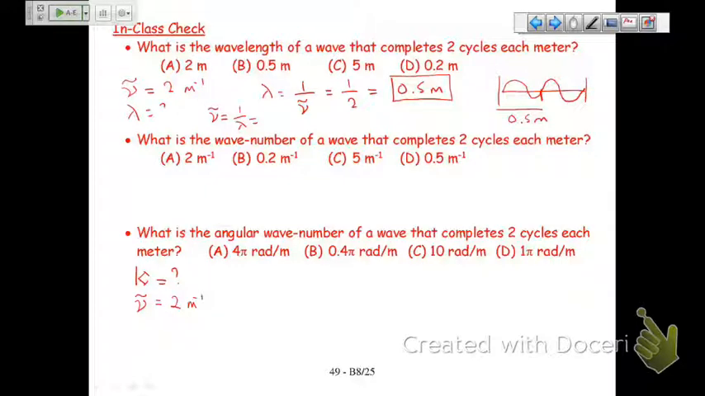Now I have to go back and I have to say, well, K is like omega, and that's like F, and I know that omega equals 2 pi F. So then I'm going to say that is equal to 2 pi times my wave number. So then I say confidently, oh yeah, that's 2 pi times 2, which equals 4 pi. And the units are going to be not radians per second, but radians per meter. Did I get that right?